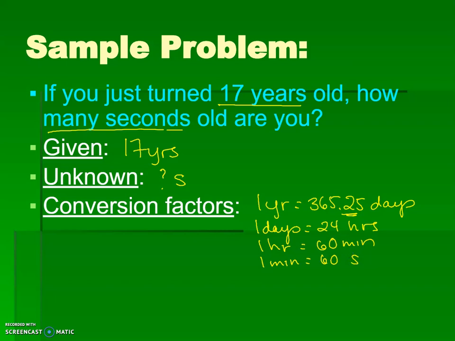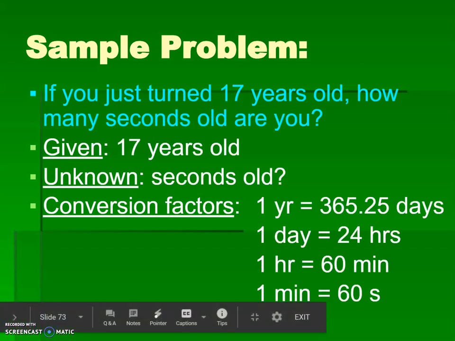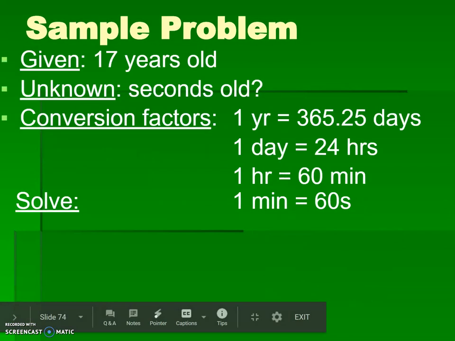So we're going to change my 17 years to days. Then we're going to take our days and change them to hours. Then we're going to take our hours and change them to minutes. And then we're going to take our minutes and change them into seconds so that we get our unknown at the end. When we have these conversions, this 365, this 24, this 60, and this 60, we need to know if we are multiplying 17 by them or dividing by them, and this is how you would position this.